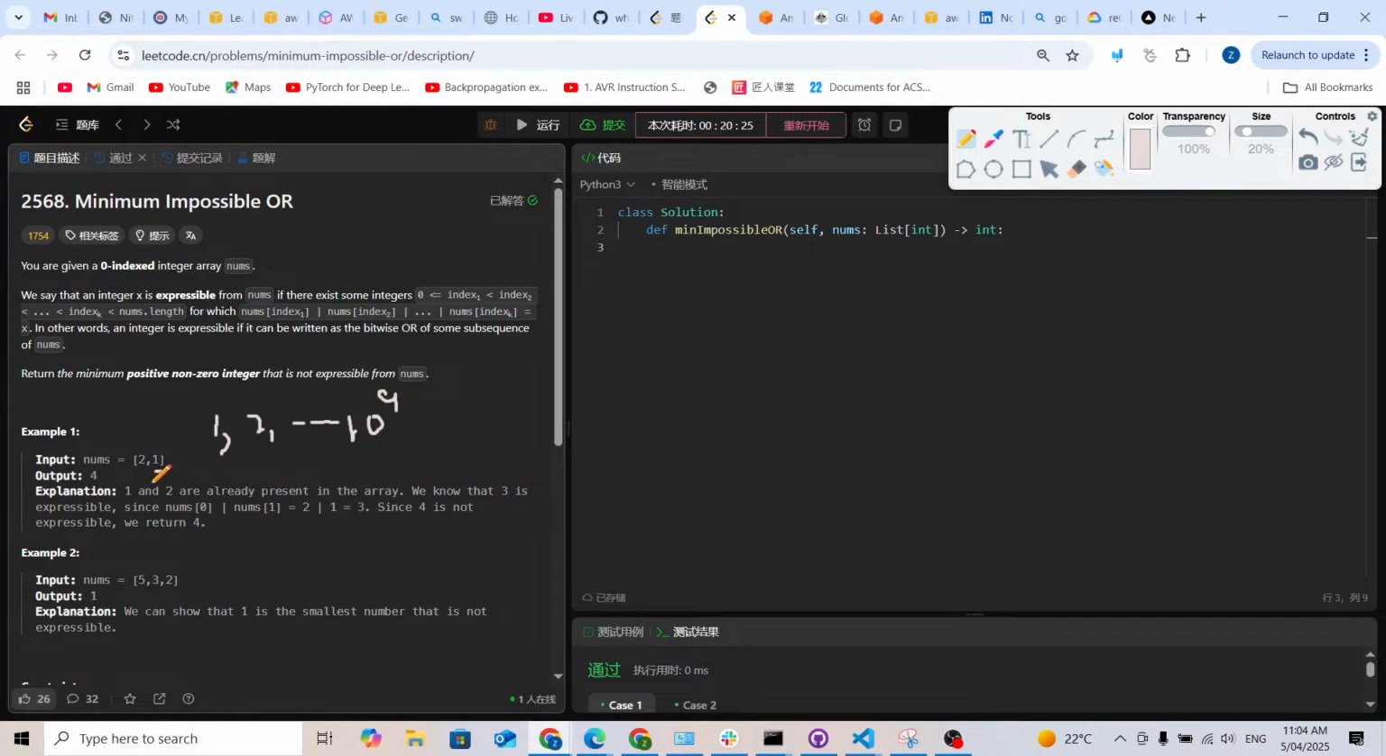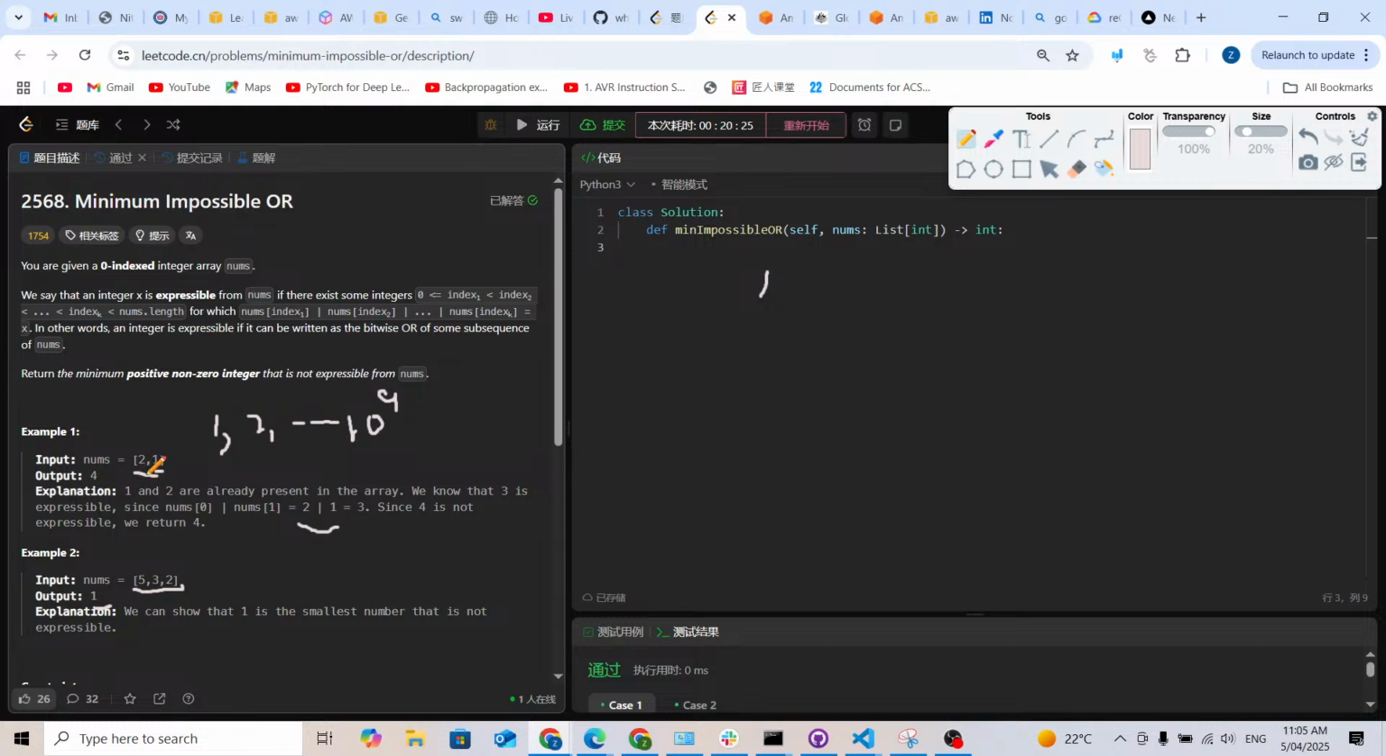For 1, we have one number, so it is expressible. For 2, it is okay, and for 3, it is 2 OR 1, so it is also expressible, but for 4, it is not expressible. Normally, how can we solve the problem? We cannot use brute force because it's going to be time limit exceeded. So the idea is that we check the numbers one by one. If number 1 is not expressible, we return 1. For example, with 2, 3, 5, 1 is not expressible, so we directly return 1.